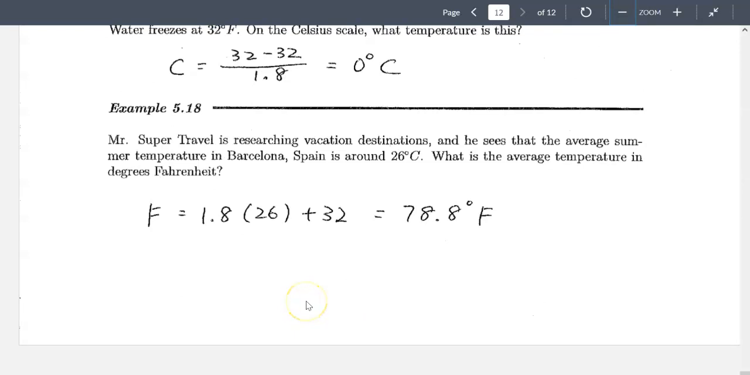Mr. Supper, who travels, is researching vacation destinations. He sees the average summer temperature in Barcelona, Spain is around 26 degrees Celsius. What's the average temperature in degrees Fahrenheit? In this question we're going from Celsius to Fahrenheit. So using the formula, Fahrenheit equals 1.8 times 26 degrees Celsius plus 32. So 26 degrees Celsius is equal to 78.8 degrees Fahrenheit.